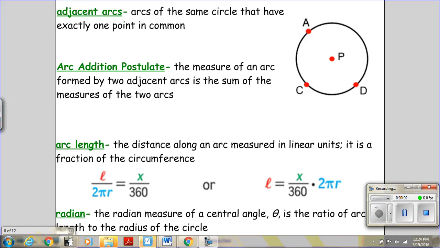Right, we're going to continue with the day one notes. Now we're going to talk about adjacent arcs. Adjacent arcs are arcs of the same circle that have exactly one point in common.